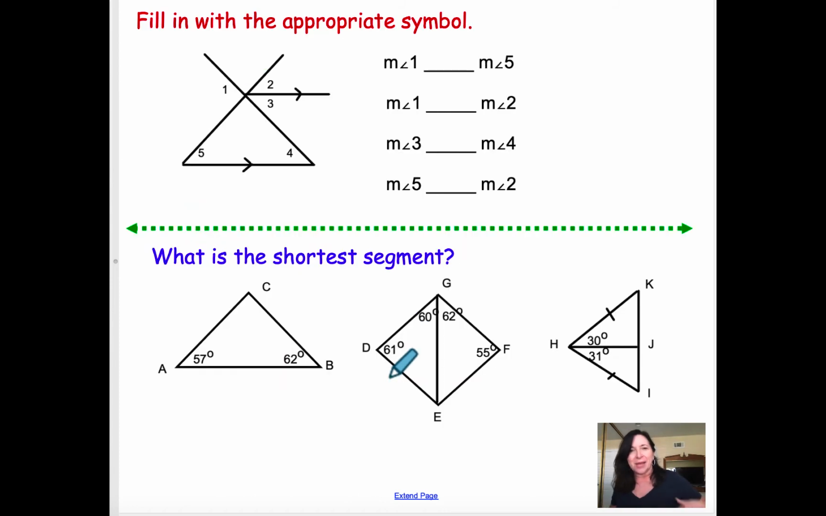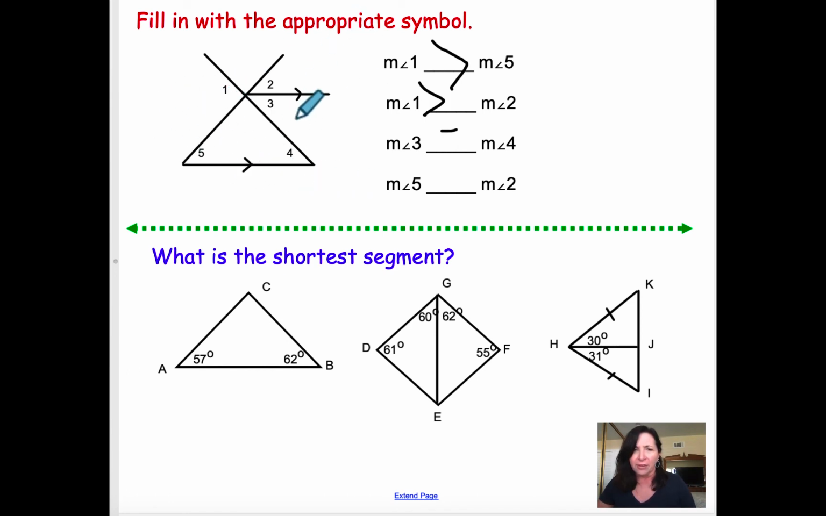Okay. Let's see. Fill in the appropriate symbol. We have angle 1 and angle 5. Angle 1 is greater than angle 5. Angle 1 and angle 2: the whole is bigger than the part, right? Because this is a vertical angle. That and that are congruent, but this is broken down into parts and that's a whole. So the whole is bigger than the part, obviously greater than. Let me erase this. Angle 3 is greater than angle 4. Actually, if this is parallel and that's parallel, then angle 3 should be equal to angle 4. So those are equal. And lastly, let's see what we got.